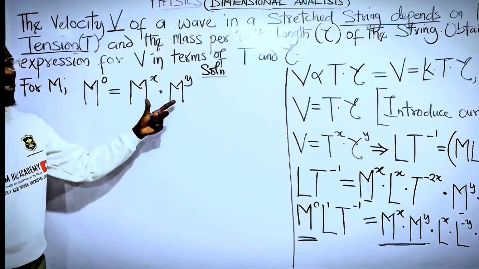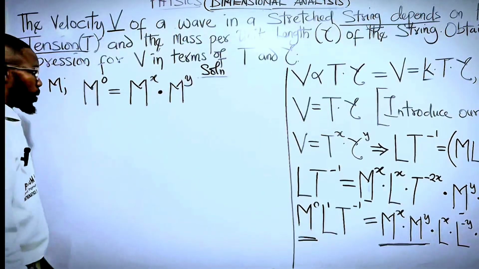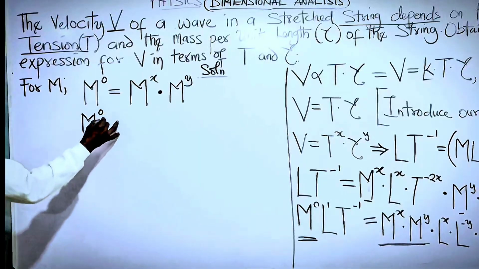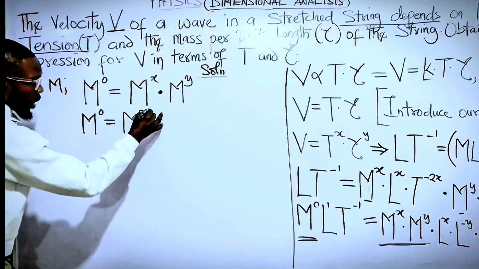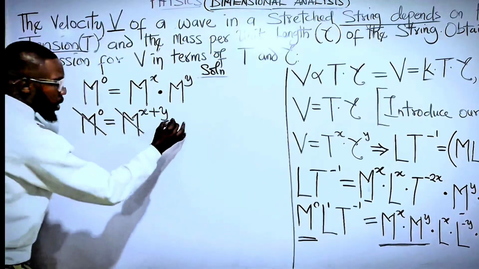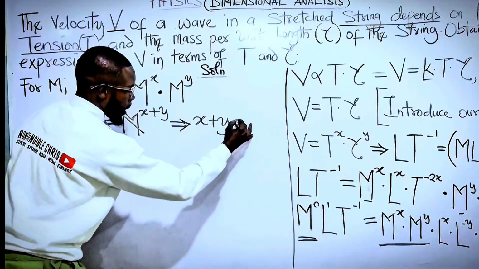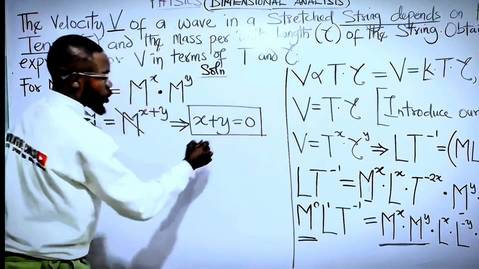Whenever the bases are equal and we're multiplying them, we're going to add the powers for indices. If I have equal base and there's a multiplying sign, dot means to multiply, it means we're going to add the power. That will give us m raised to the power of 0 equal to x plus y. So if I take the m off, my indices is going to be x plus y equal to 0. So let's put this one as our first equation from m. This is what we got.